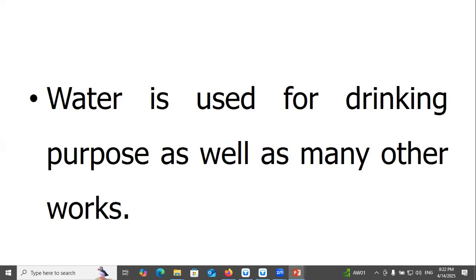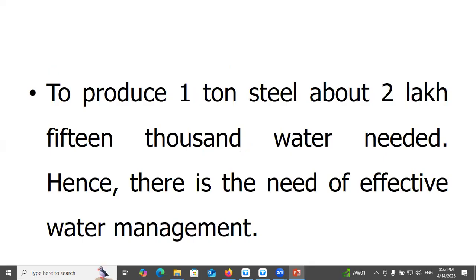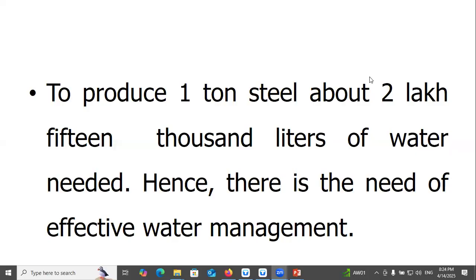Water is used for drinking purposes as well as many other works. To produce 1 ton of steel, about 2,15,000 liters of water is needed. Hence, there is a need for effective water management.